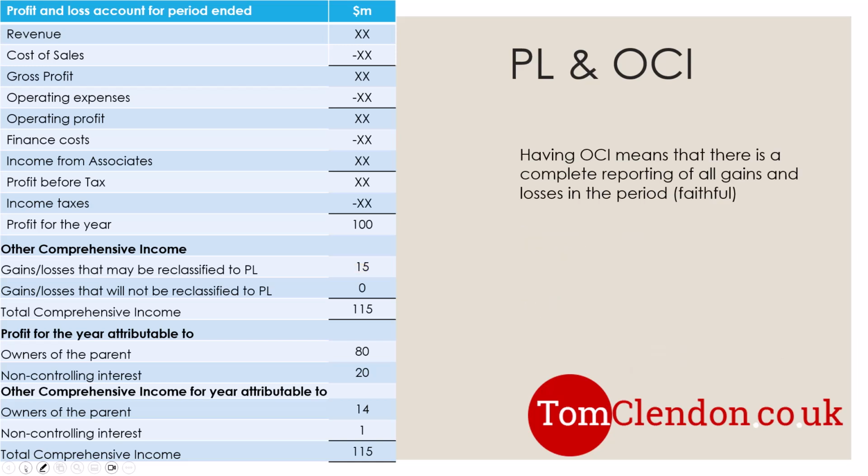Now, bit of theory. I've already suggested this, but I'm just recapping. By having other comprehensive income, you're making sure that we're giving a complete picture. Because if you only report the profit of 100, it's misleading, it's incomplete. I want to be faithful, I want to be complete, I want to be useful. So I have to say my overall total comprehensive income is 115.